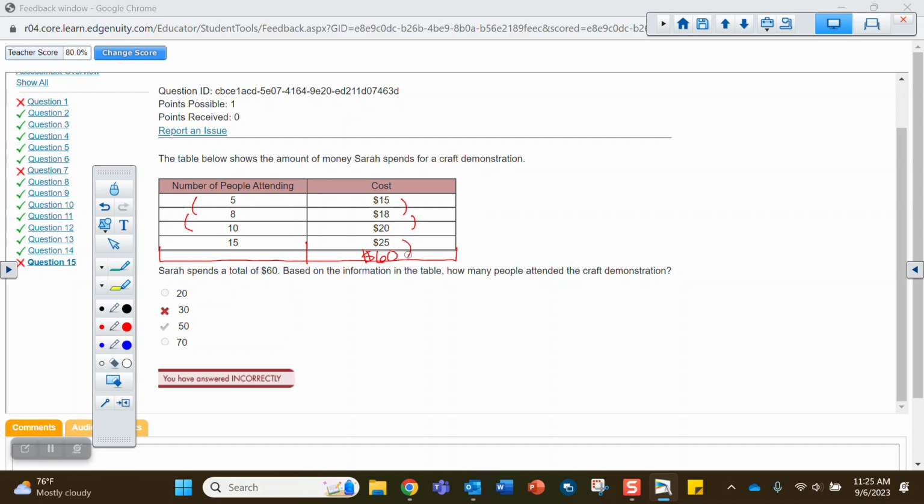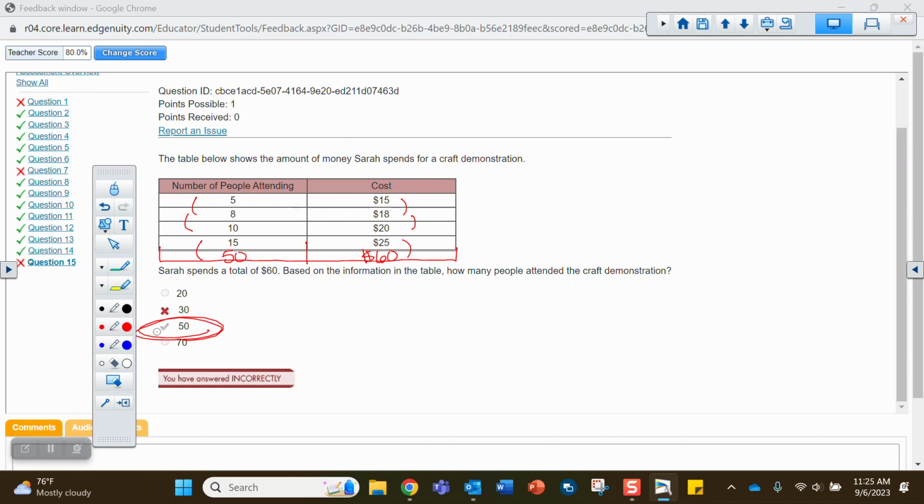So from 25 to 60, we're increasing it by 45, just kidding, $35. So then I need to do that same thing over here. To keep that rate of change 1, then I have to go up 35 from 15. And if I add 35 to 15, I do get 50. So this answer is actually 50 people attending.